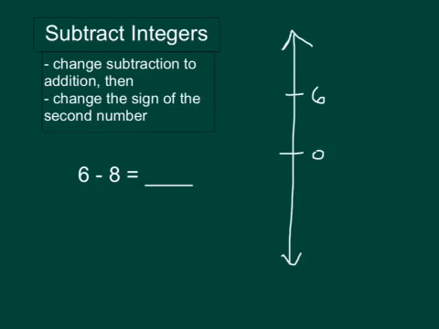When subtracting integers, you want to change your subtraction problem to addition. So change the subtraction to addition, but you'll also need to change the sign of the second number. So instead of 6 minus 8, you have 6 plus a negative 8. You're at 6 on the number line, you're going to go down 8, so you're going to end up at a negative 2.